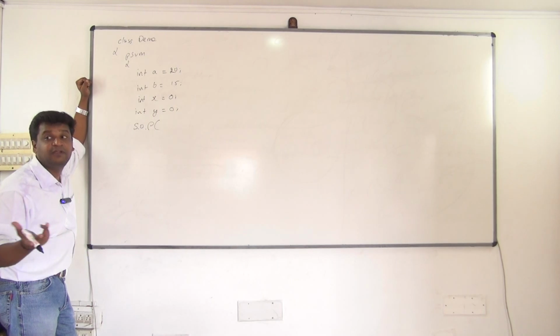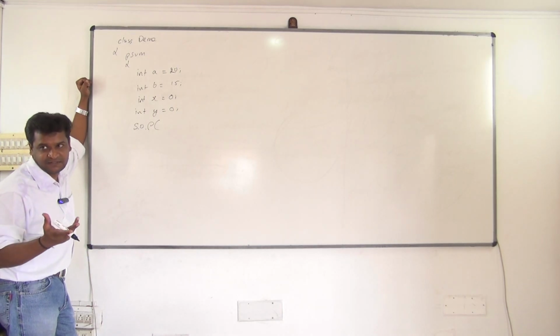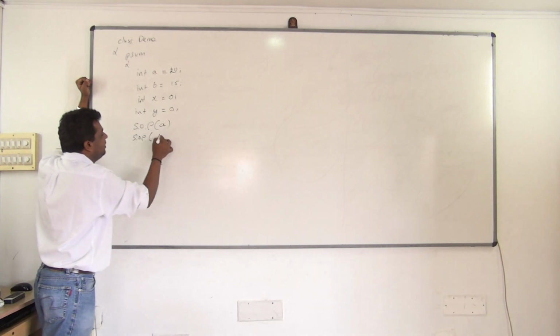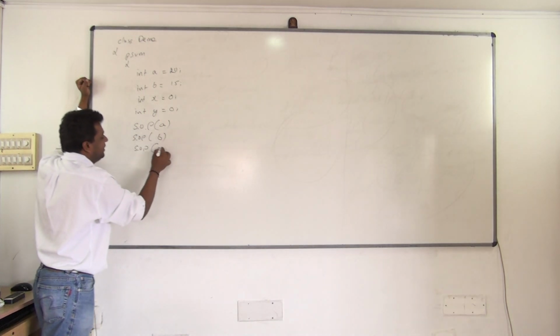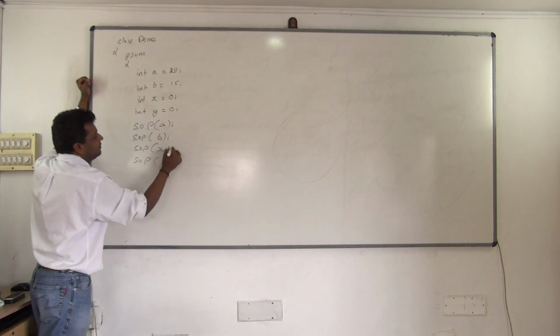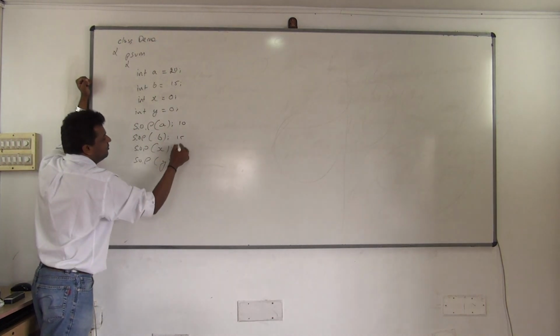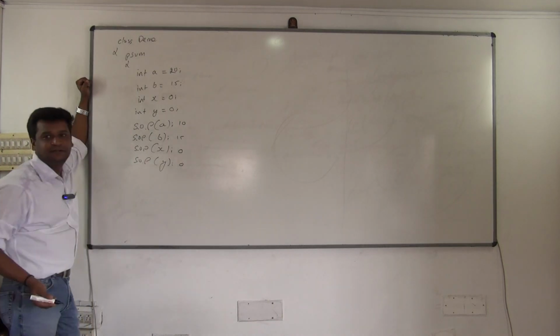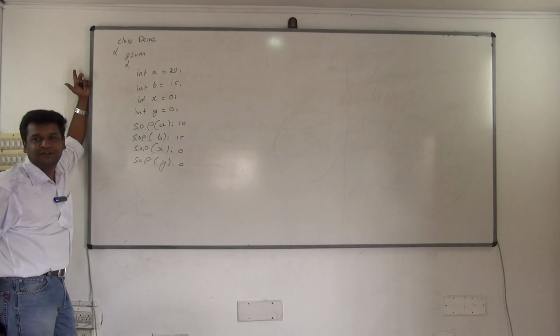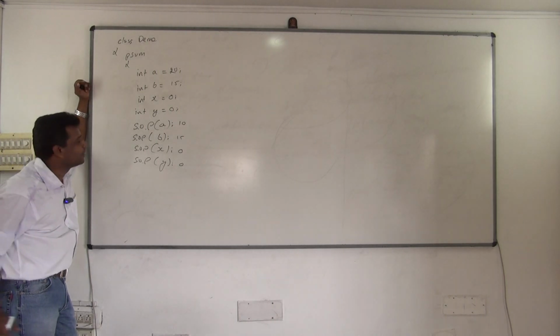Once your foundation is ready, you can code any program to any size. See the problems here. SOP A, SOP B, SOP X, SOP Y. What is so great about this? Yes or no? It will print what? 10, 15, 0, 0. Without compiling, you'll start telling the output. Yes or no? What is so great about this program? Yes or no? Let's see.